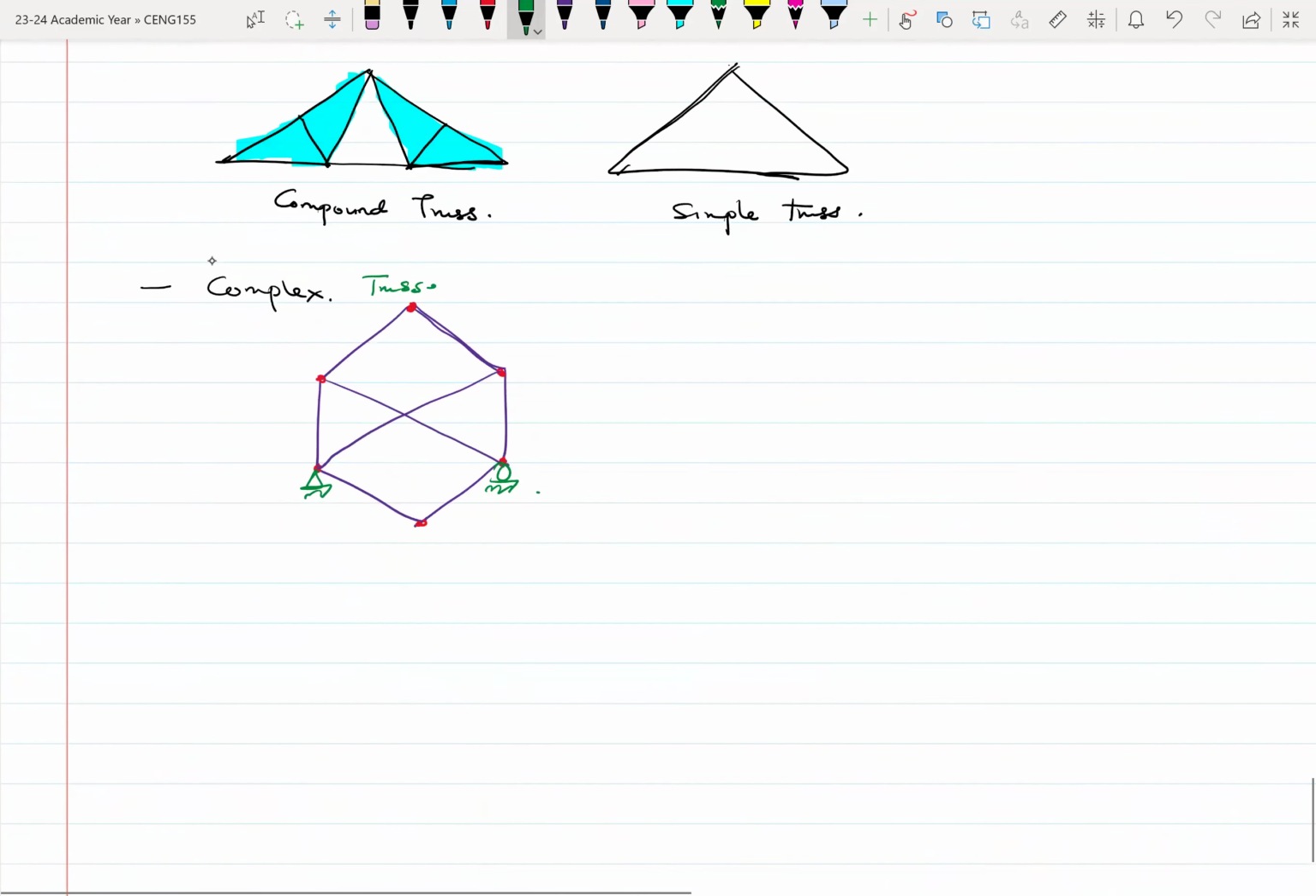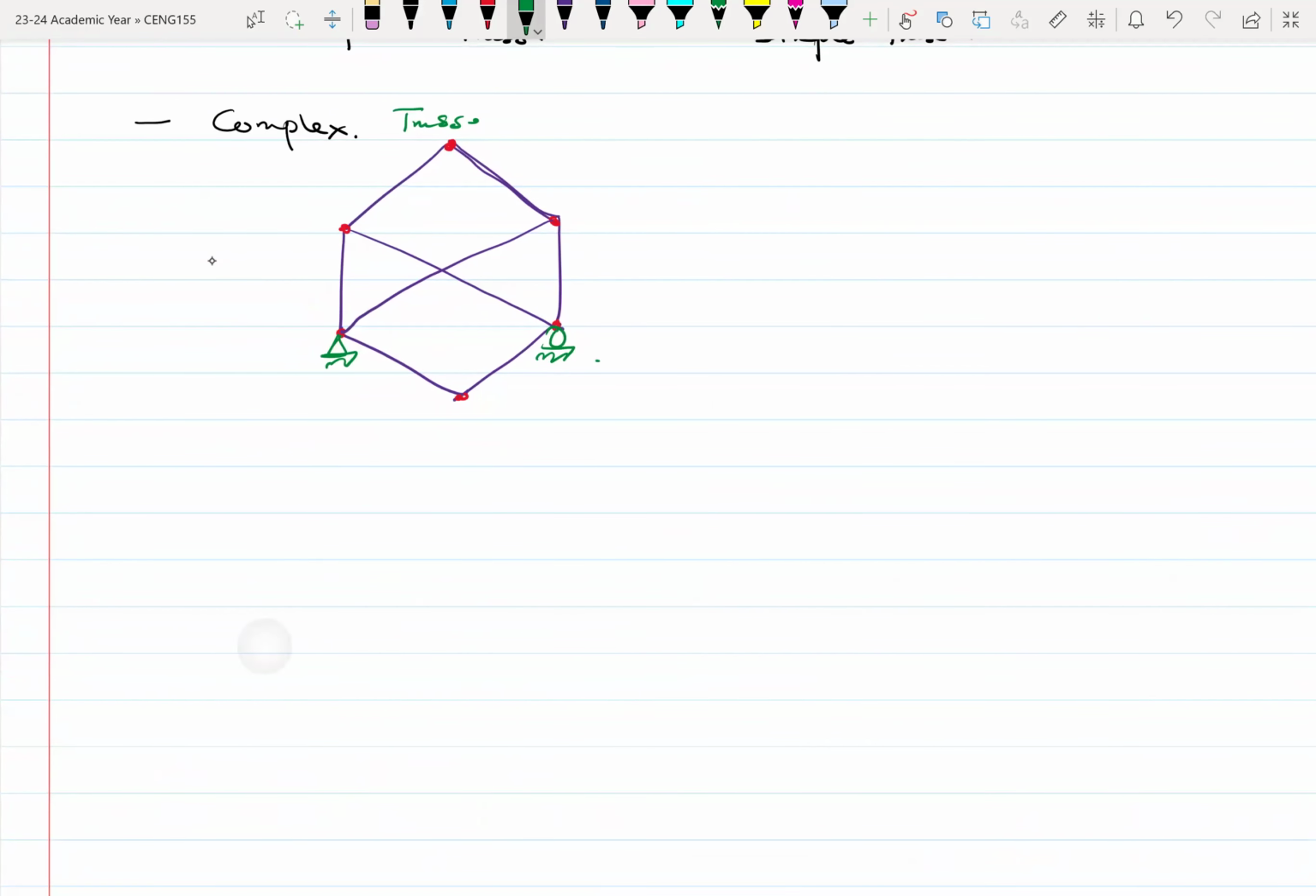So just take note. We have plane trusses. So this is in the X and Y directions, or two directions. An example is what we've been looking at so far. We take a 3D structure and then convert that into a 2D one.